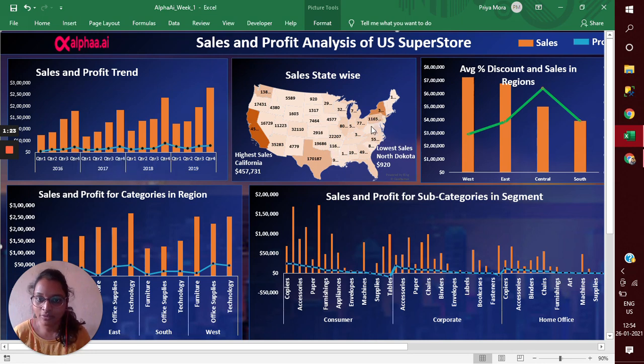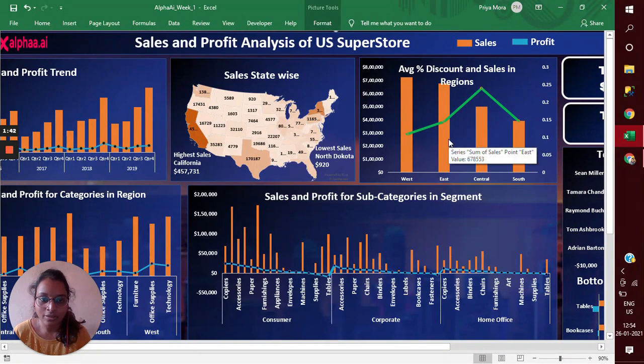In this graph, we can see the sales state-wise. California is performing very well at sales and is the highest, and the lowest sales have occurred in North Dakota.